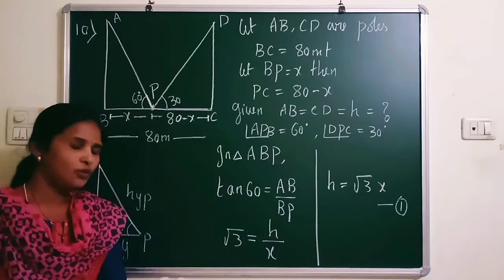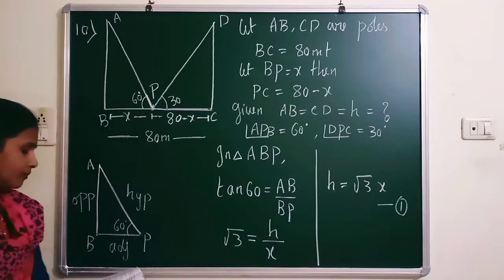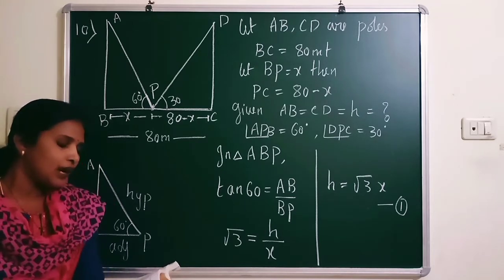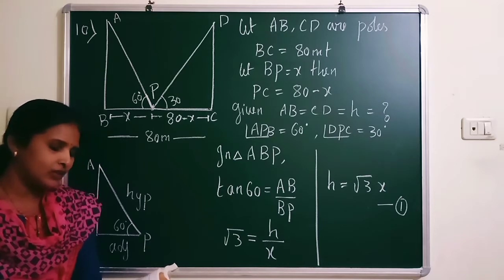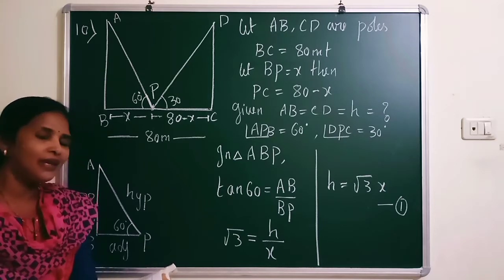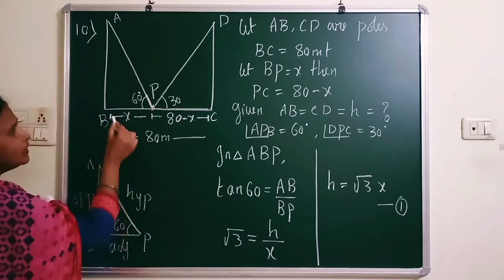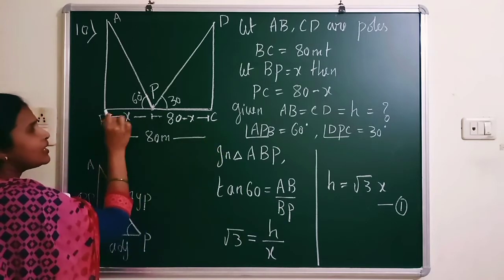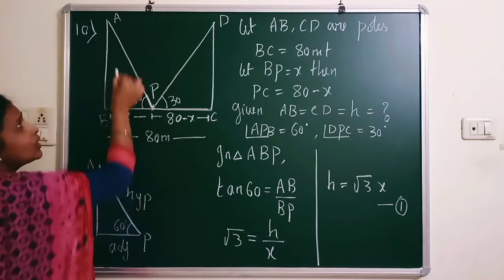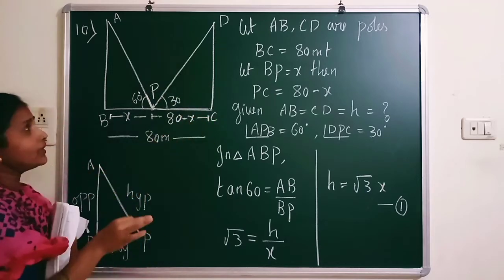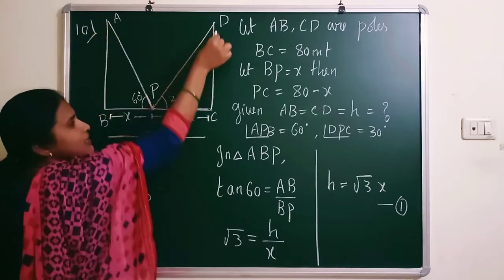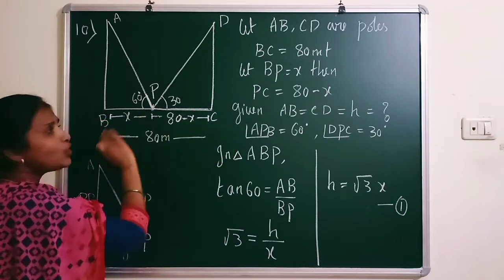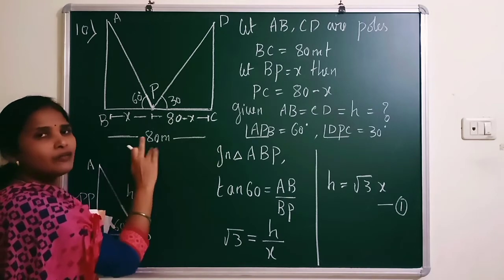Now, let me explain question number 10. So, here is a diagram. Be ready with your textbook and read the question. Two poles of equal height are standing opposite each other on either side of the road, which is 80 meter wide. Here BC is a road, that is 80 meter wide. At both the ends of the road there are two poles of equal height, that is AB and CD. Both the poles are of equal height. Both are at the ends of the road, which is 80 meter wide.